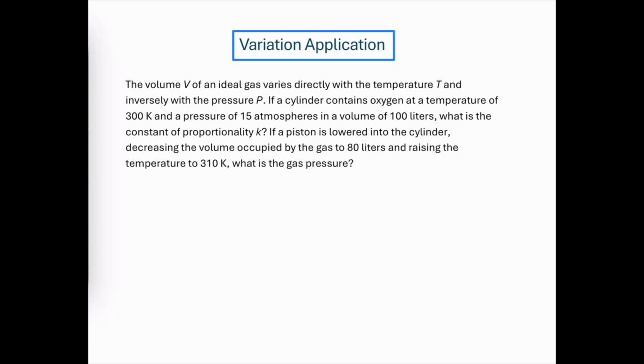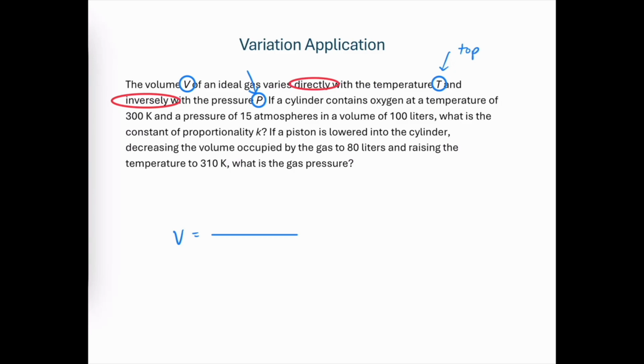This is a variation application problem because the volume V is going to vary directly with T and inversely with the pressure P. So volume V is related to these two variables. Since the volume is related directly with T, but inversely with P, that means that we're going to have a fraction where the variable T that we vary directly with is going to go in the top of the fraction, and the variable P with the inverse relationship is going to go in the bottom of the fraction.